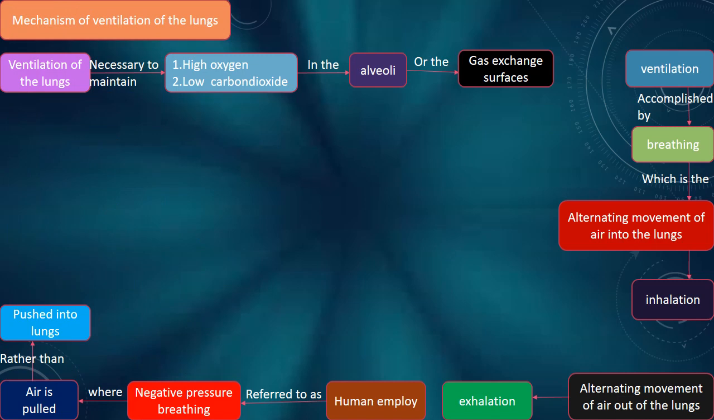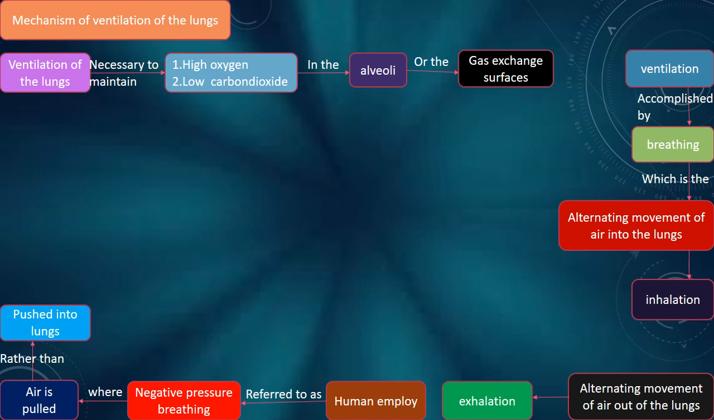Mechanism of ventilation of the lungs. Ventilation of the lungs is necessary to maintain high oxygen and low carbon dioxide in the alveoli, the gas exchange surfaces. Ventilation is accomplished by breathing, which is the alternating movement of air into the lungs, inhalation, and the alternating movement of air out of the lungs, exhalation.